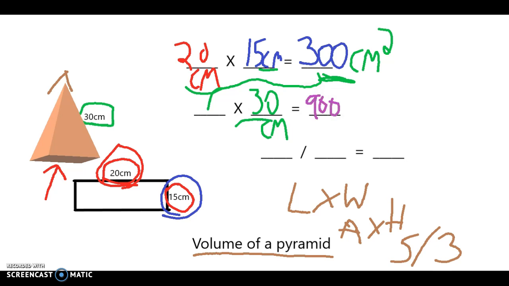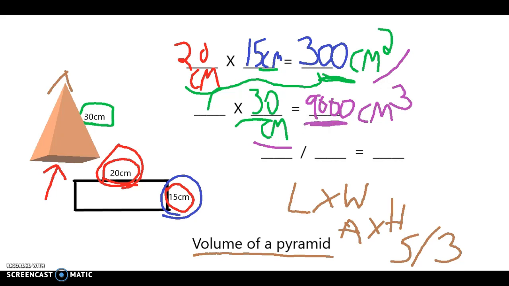Okay? Now, what are we going to do with our units? Because we have an extra one, which is weird. So, we're going to take the centimeters squared. We're going to add one more to it and make it centimeters cubed. Okay?